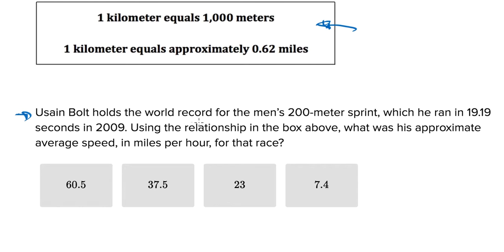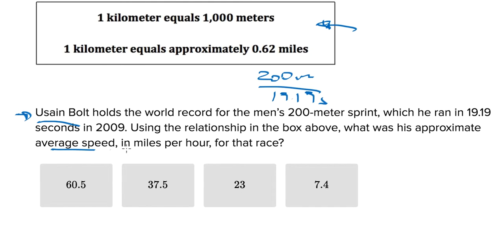Usain Bolt holds a world record for the men's 200-meter sprint, which he ran in 19.19 seconds in 2009. So we have a rate here of 200 meters for 19.19 seconds for his record. That's a very good rate. Using the relationship in the box above, what is his approximate average speed in miles per hour for that race?